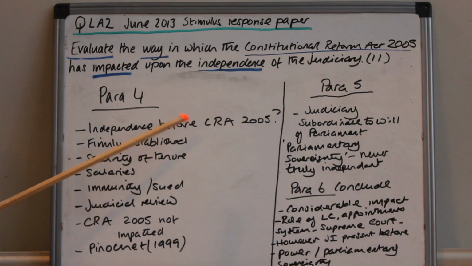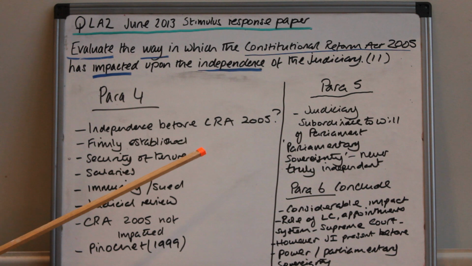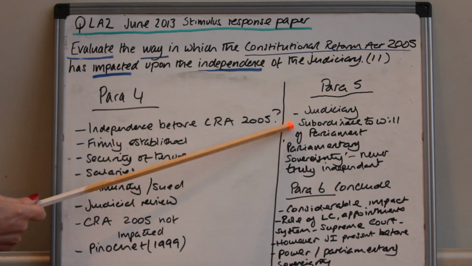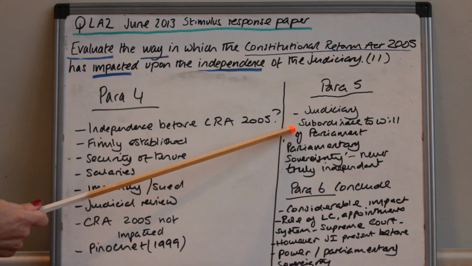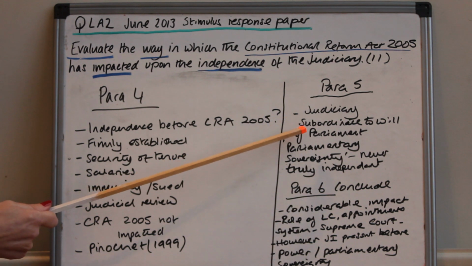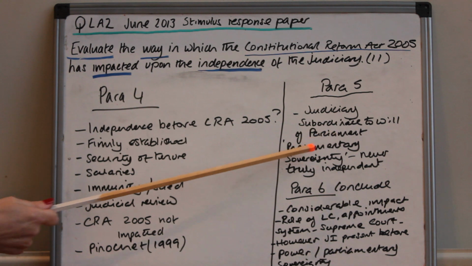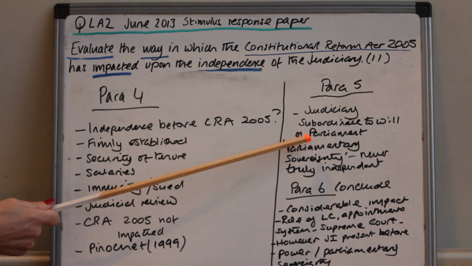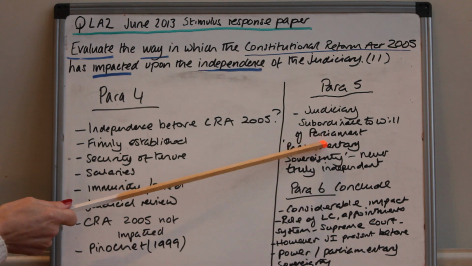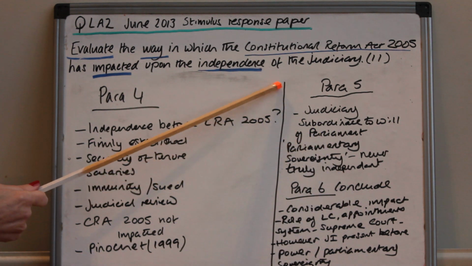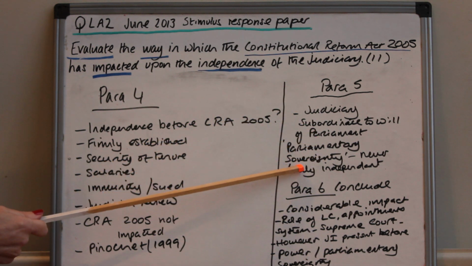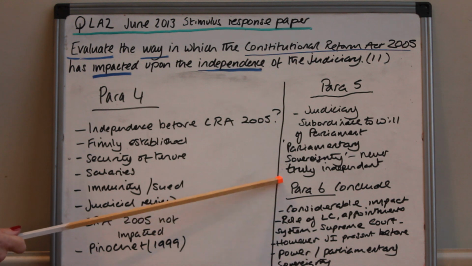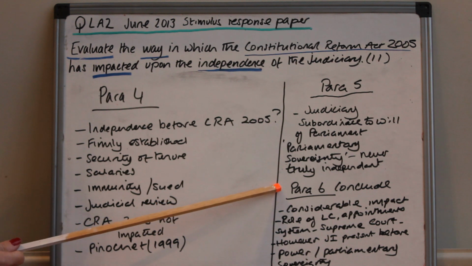So next, paragraph 5. So in paragraph 5, we're going to say that in fact the judiciary never have and never will have complete independence. This is because they're actually subordinate, as we know, to the will of Parliament, that they have to follow the intention of Parliament when they're interpreting legislation. So independence, yes, but there are constraints. Let's come to the conclusion then, paragraph 6.